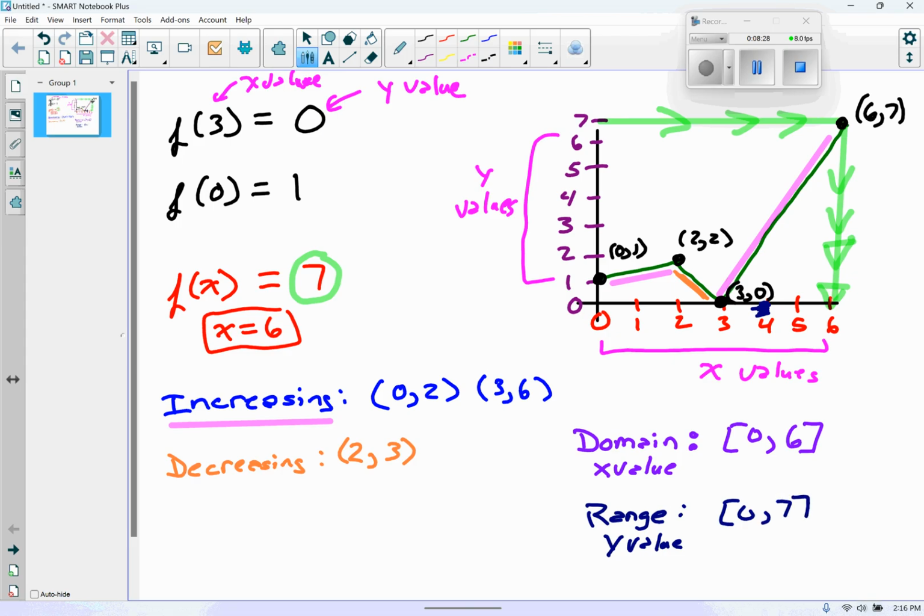What is my highest y value? 7. Okay? And then there's other things they asked us, like, hey, what is the max? Remember, the max is the y value, the highest y value. So what's my highest y value? 7. And then if they asked us for the min, this is, again, my y value. What is my lowest y value? 0. Okay?